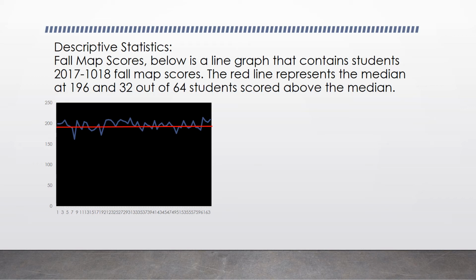Here are my descriptive statistics. Right here is my fall MAP scores. The red line represents the median, which was at 196, and 32 out of 64 students scored above the median.